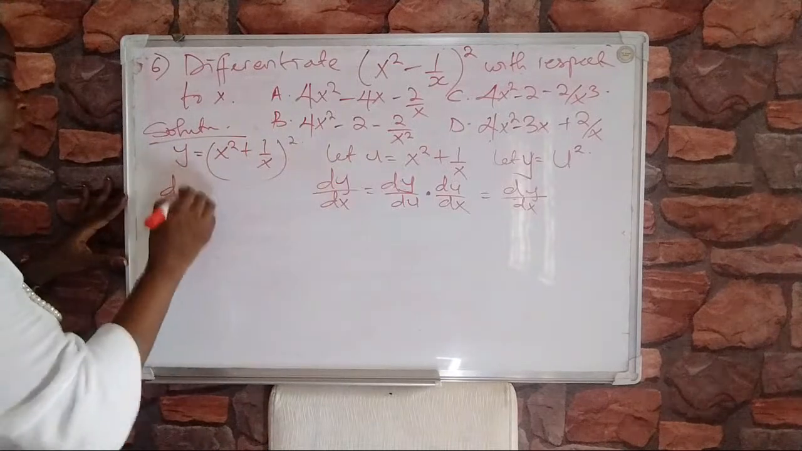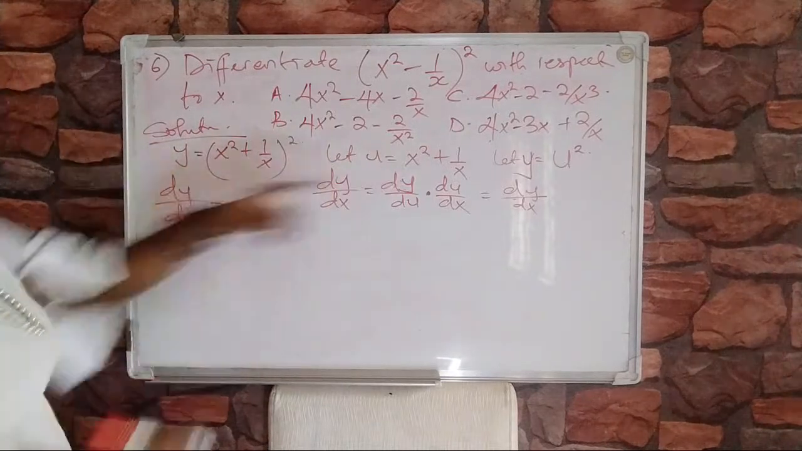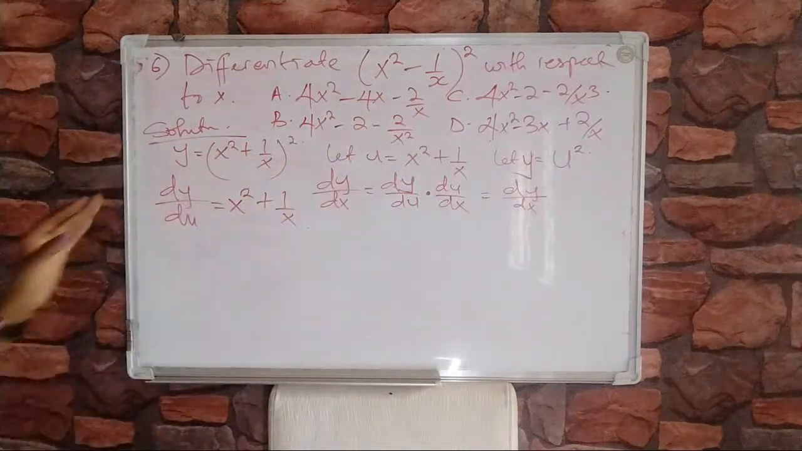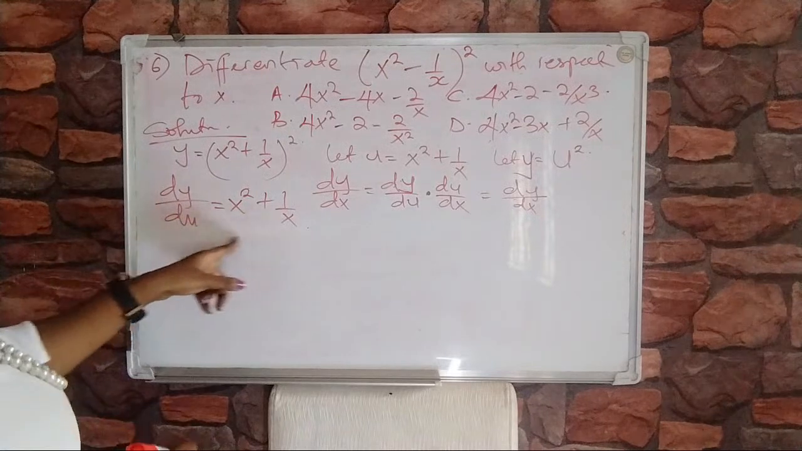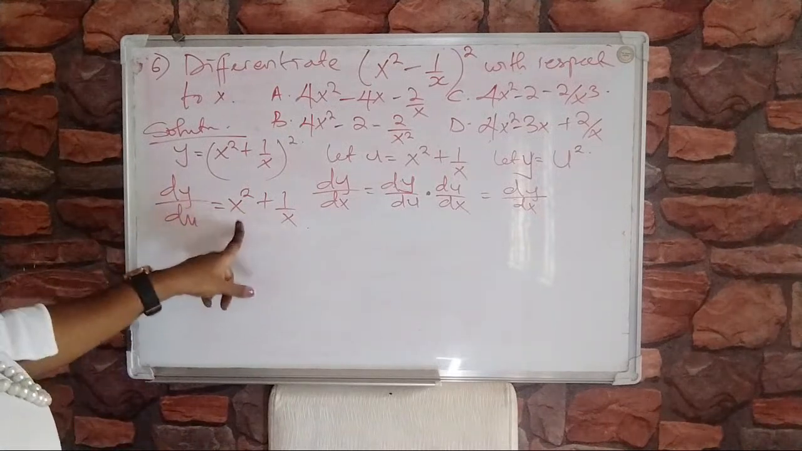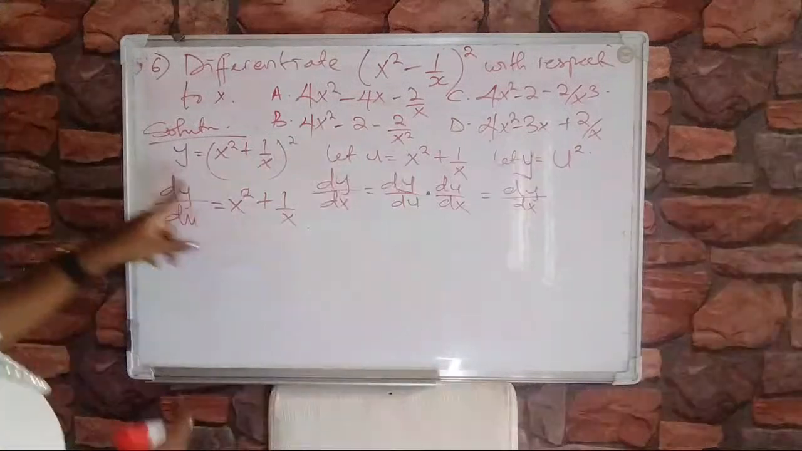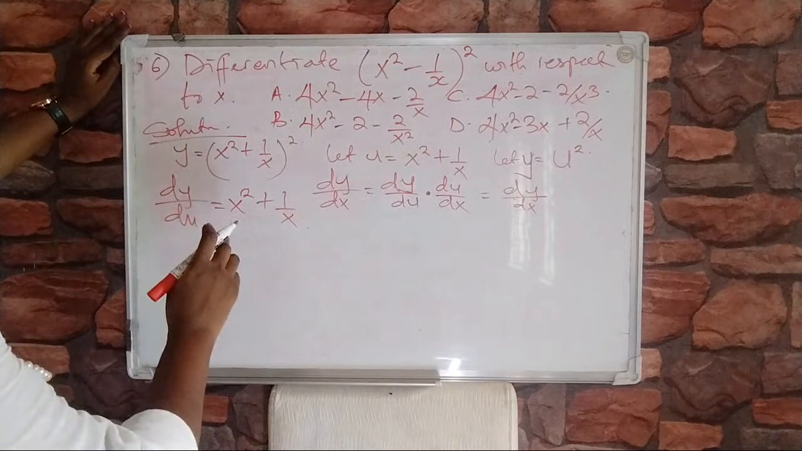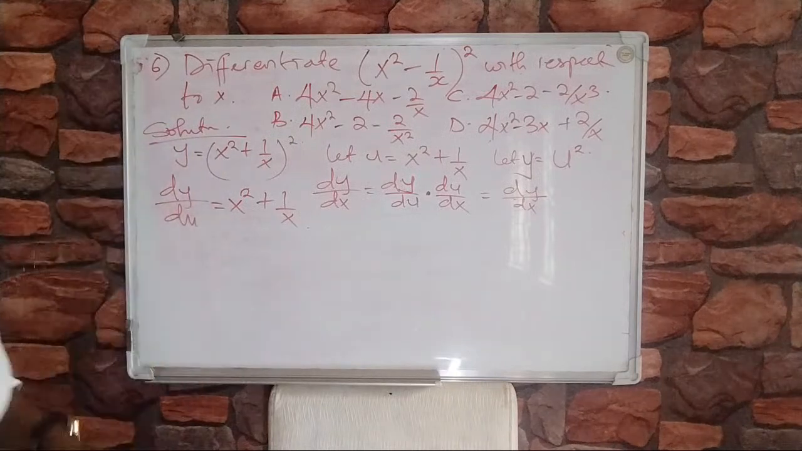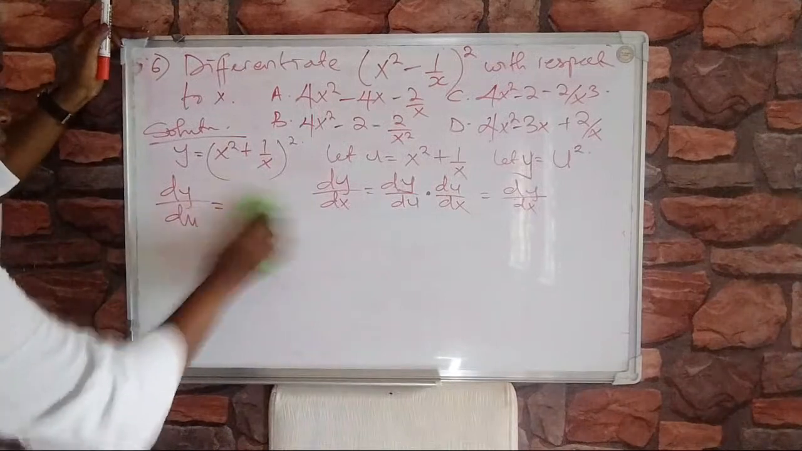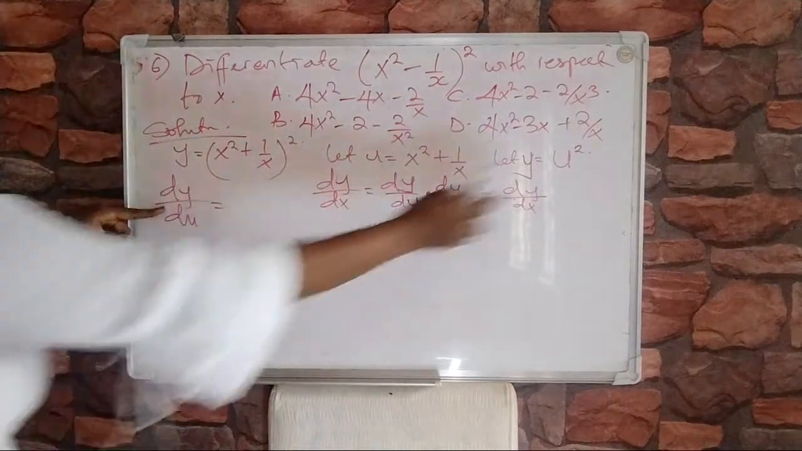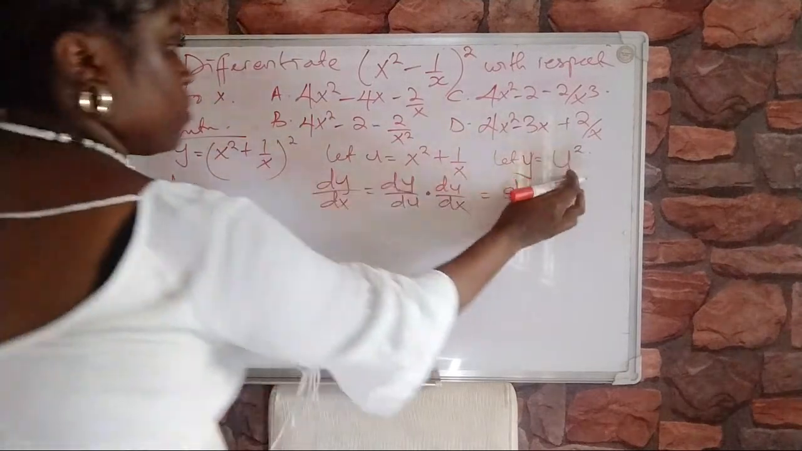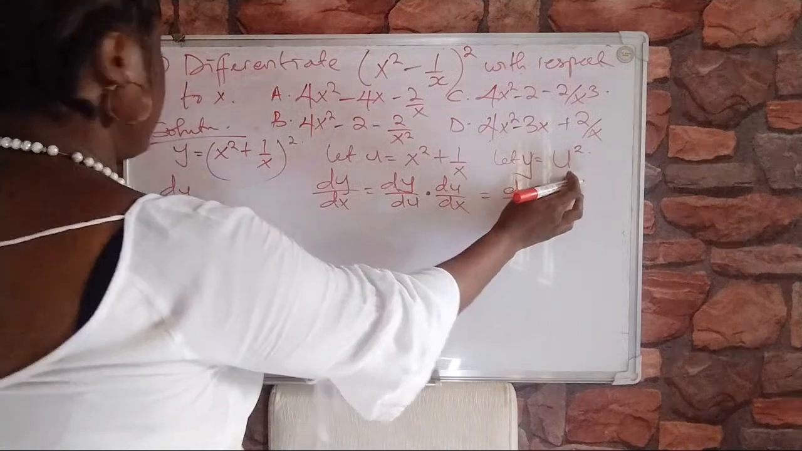So dy/du, where u is x squared plus 1 over x. Right? So we're going to find dy/du. Sorry for that error. Let's clean it off quickly. dy/du, right? We're finding this function with respect to u.